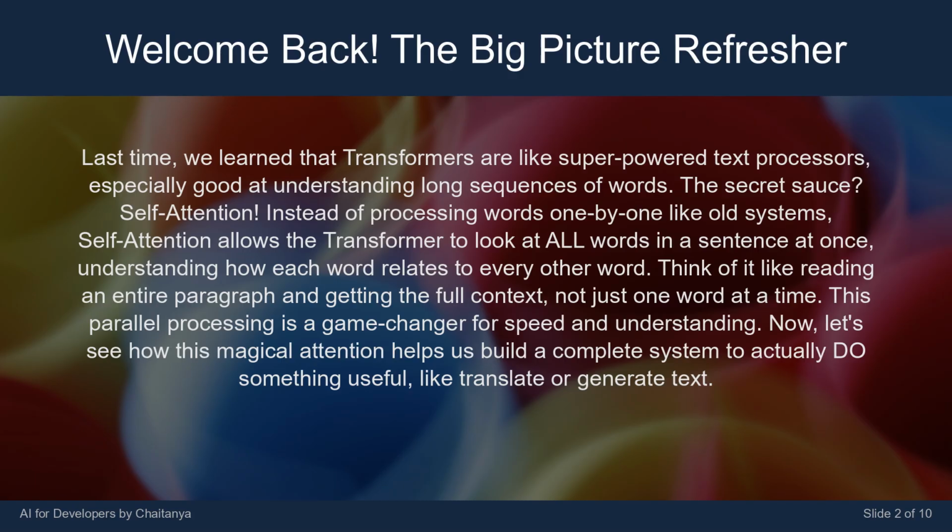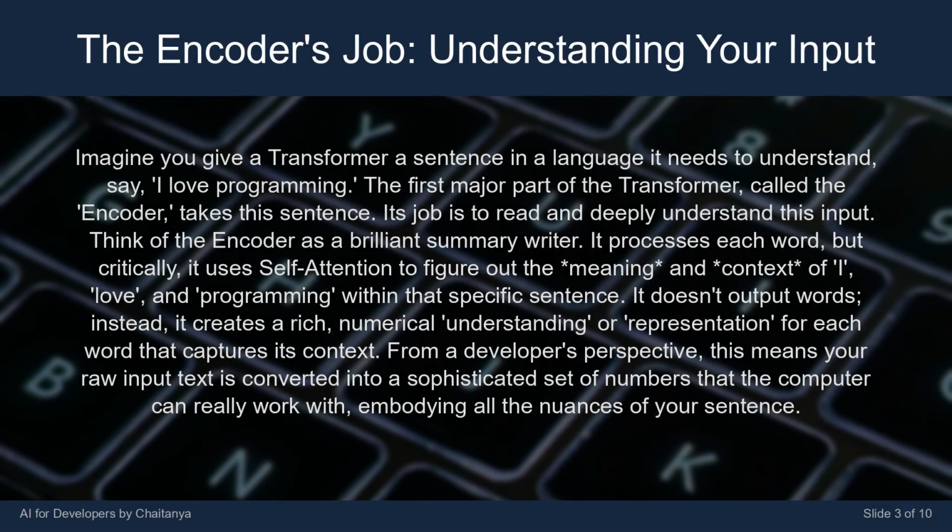Now, let's see how this magical attention helps us build a complete system to actually do something useful, like translate or generate text. Imagine you give a transformer a sentence in a language it needs to understand. Say, "I love programming." The first major part of the transformer, called the encoder, takes this sentence. Its job is to read and deeply understand this input. Think of the encoder as a brilliant summary writer.